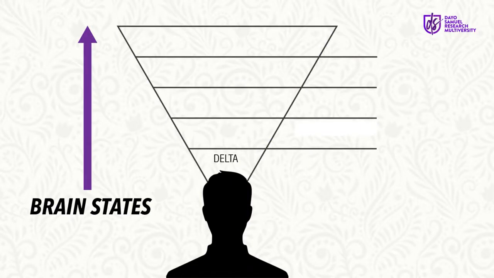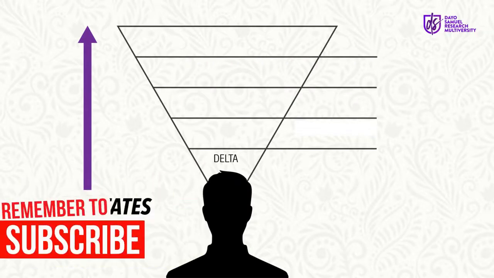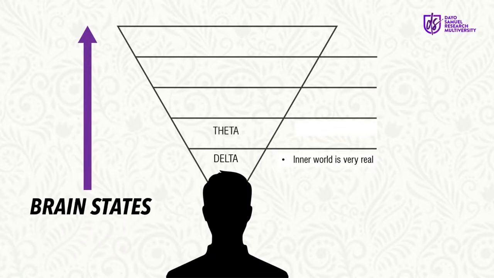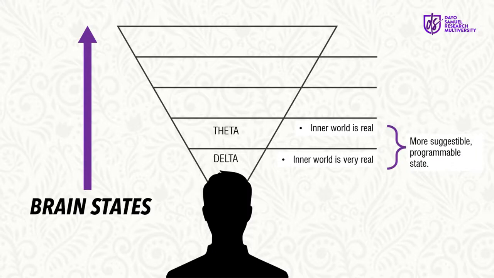Now delta is where children between the ages of 0 to 2 years frequently operate, and at that point the inner world is very, very real. Now if you get a little higher from that, you get into theta. At theta, the inner world is real, but it's not as real as in the delta state. At theta and delta, these two states are where you are susceptible to suggestions and programming. So it's what I refer to as the more suggestible, programmable state.